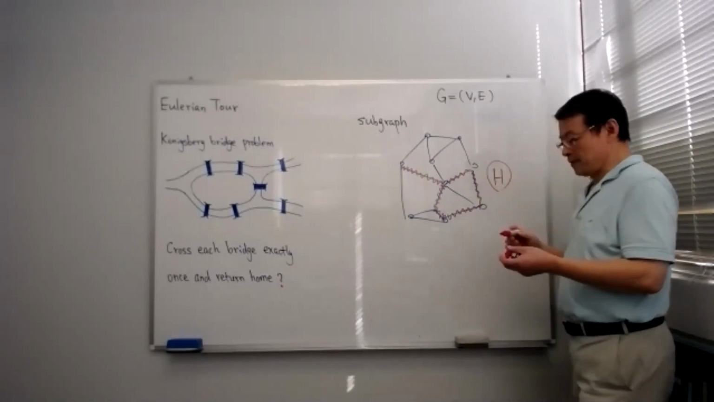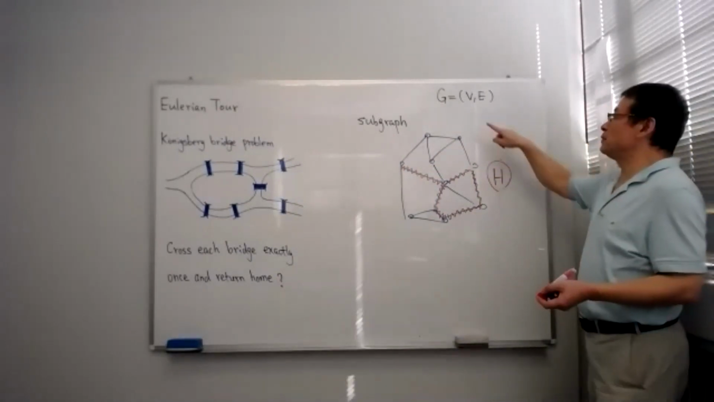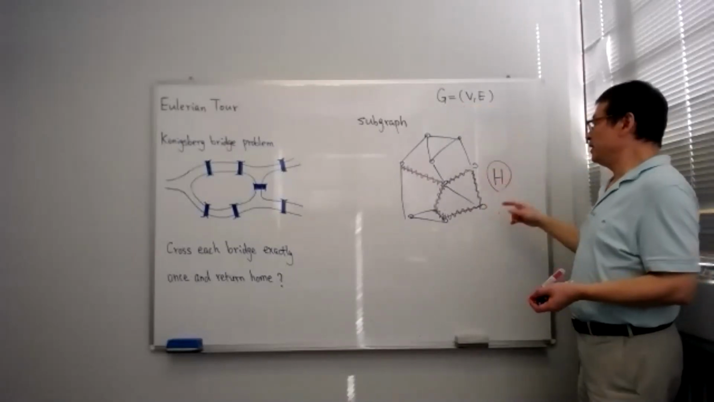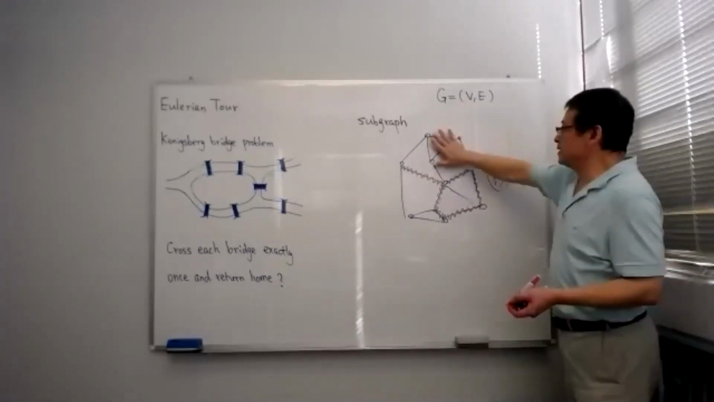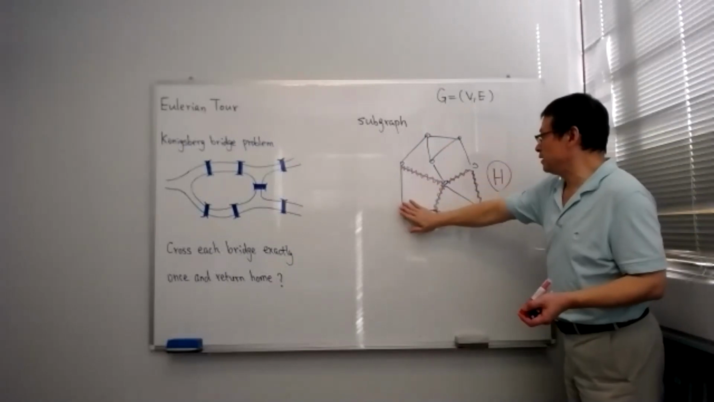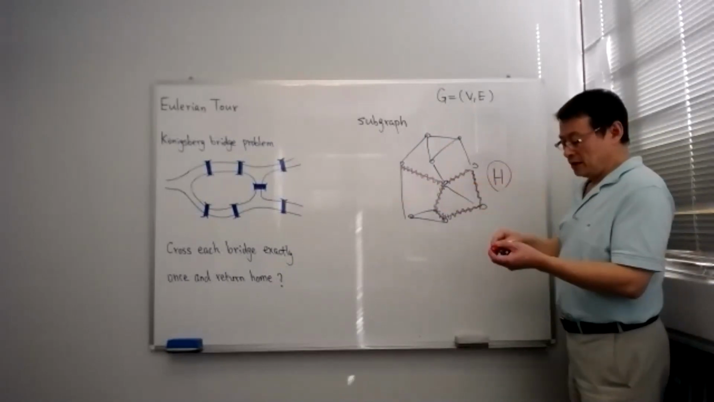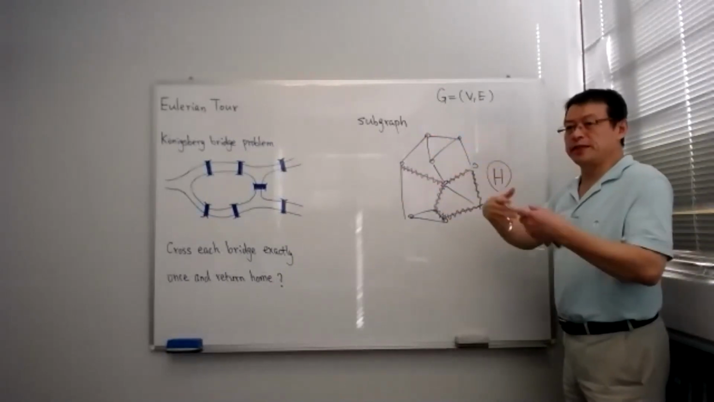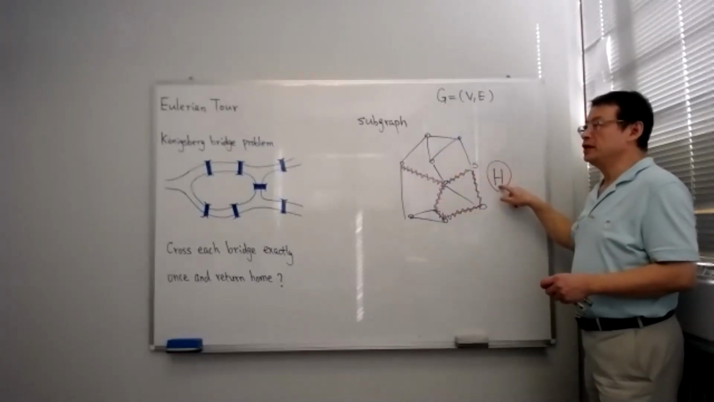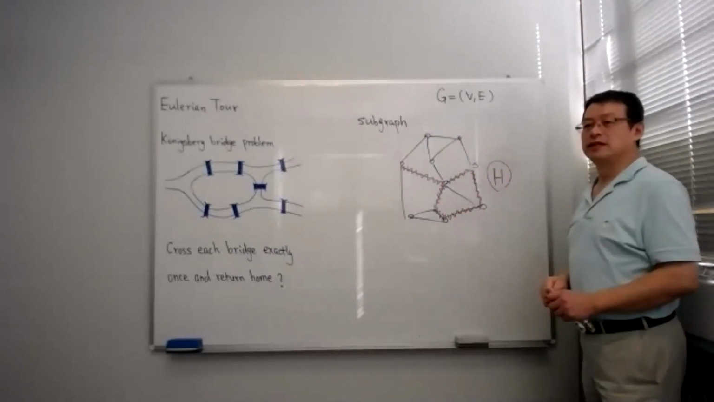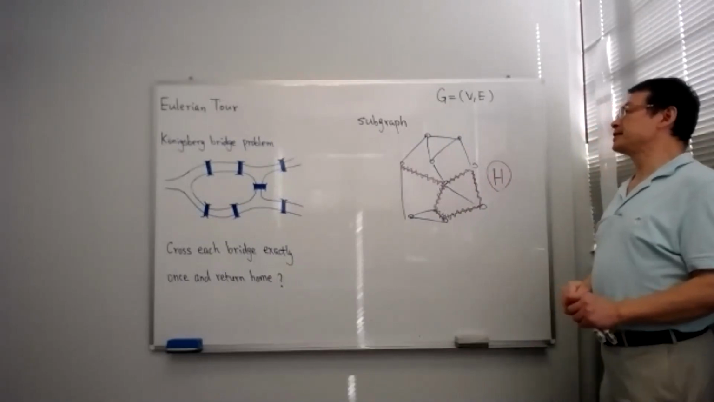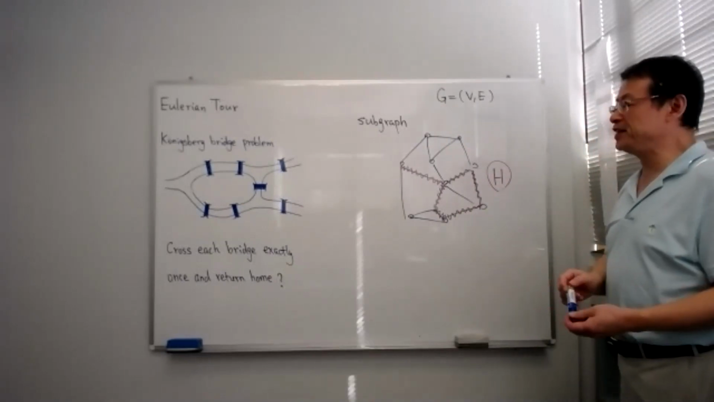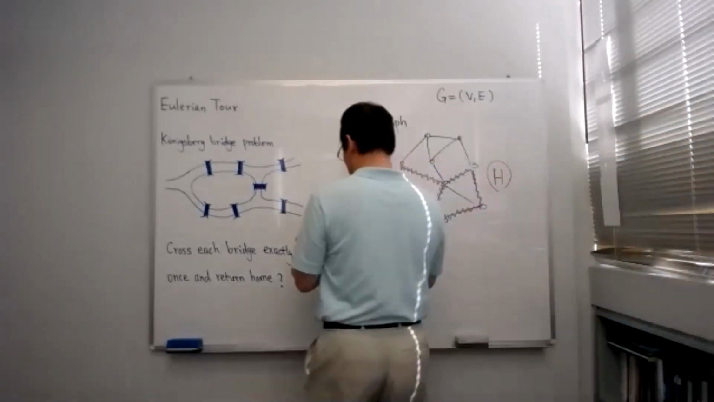H is a subgraph. H is obtained from this graph G by deleting these vertices. I delete these vertices, then also this edge. All these blue ones will be deleted, so then I get H. So that's called a subgraph. Another notion is called the induced subgraph.